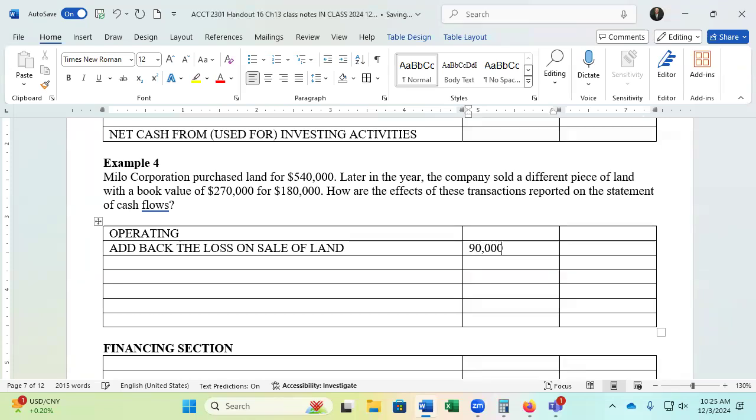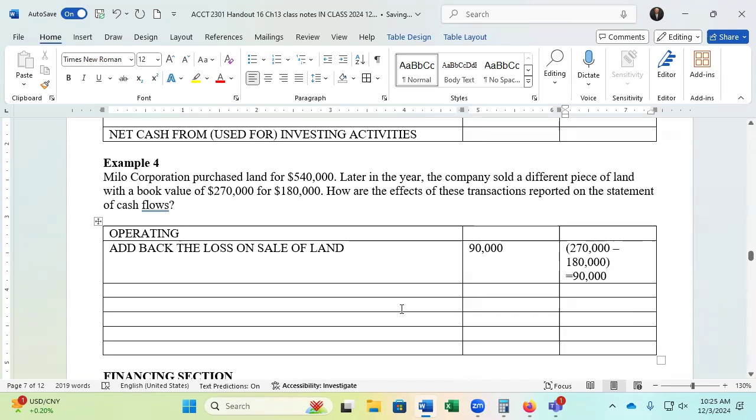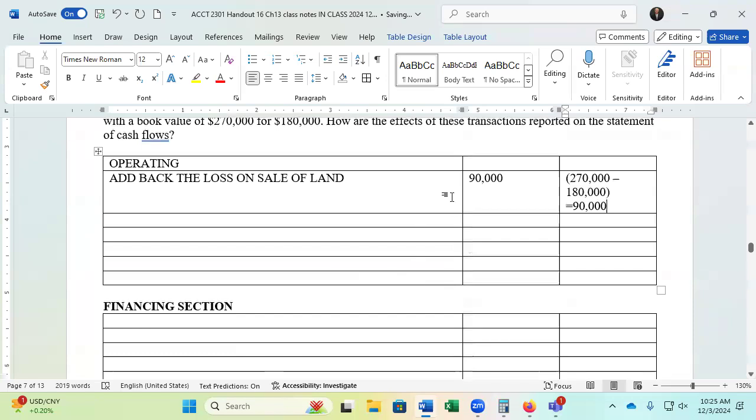And that would be 90,000. And how that's calculated is I took the 270 and I subtracted the 180,000. And that equals the 90,000. This is not part of the statement, by the way. This is just showing you the calculation.